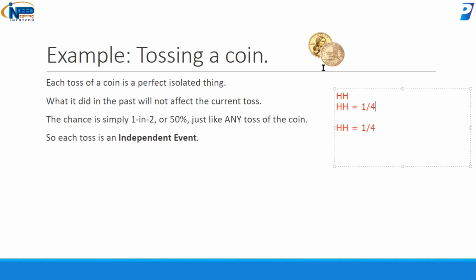So if the probability of events occurring is changed because of the first event, then we will call it a dependent event. Otherwise, it is an independent event.